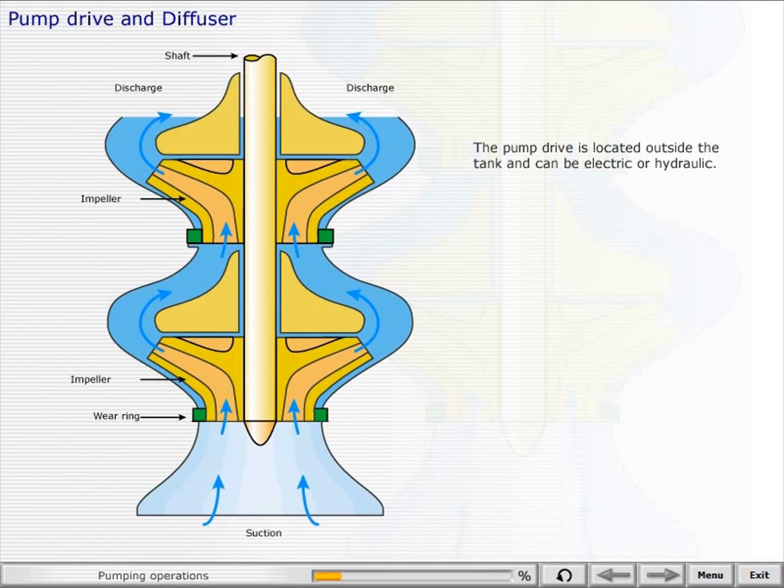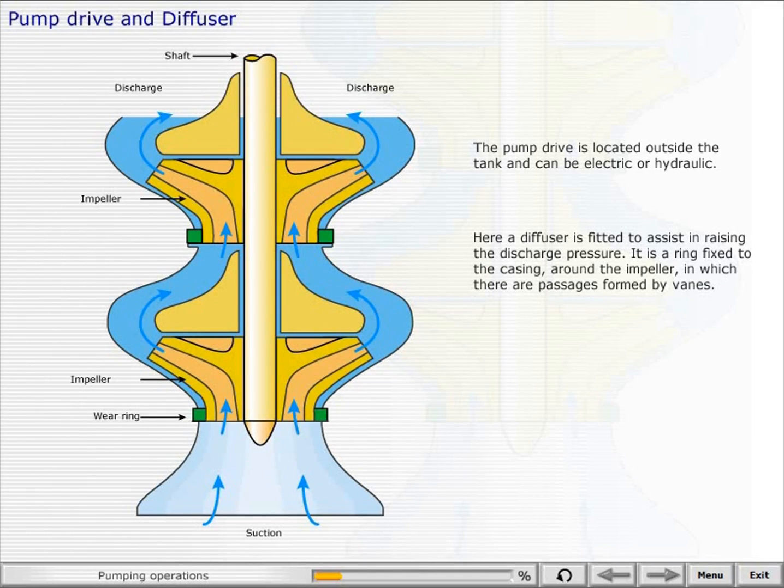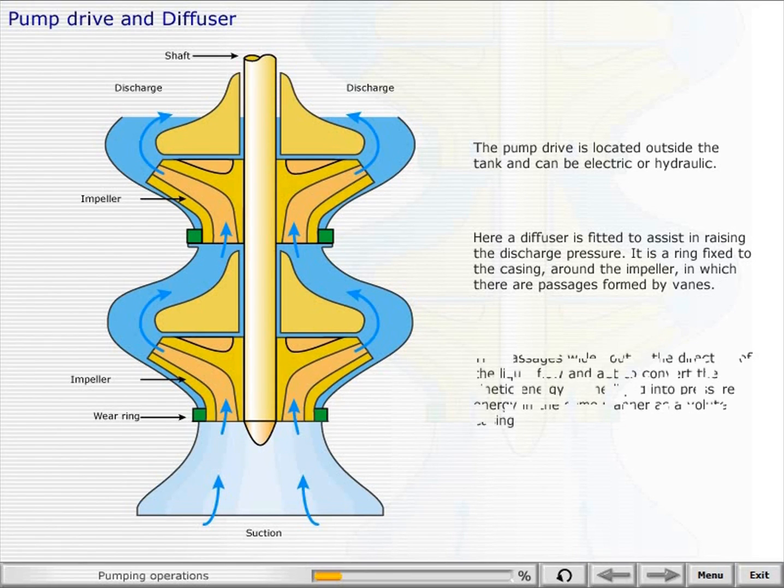The pump drive is located outside the tank and can be electric or hydraulic. Here, a diffuser is fit to assist in raising the discharge pressure. It is a ring fixed to the casing around the impeller in which there are passages formed by vanes. The passages widen out in the direction of the liquid flow and act to convert the kinetic energy of the liquid into pressure energy in the same manner as a volute casing.